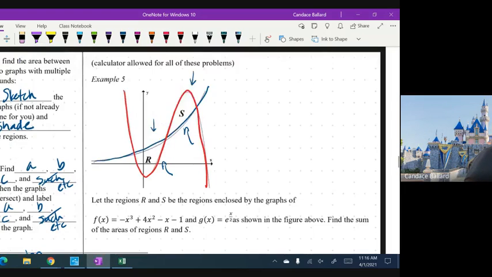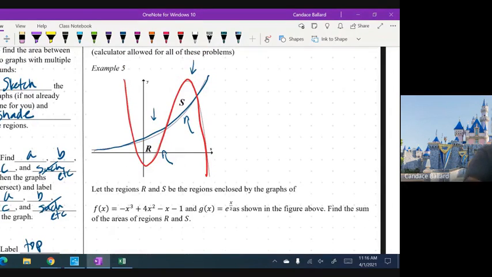Okay, let's take a look at example 5. Sorry, I skimmed the email, which was a mistake, right? So let the regions R and S be enclosed by the graph. So I have region R here, and region S here. So there's my two regions: my green region and my light blue region. f of x equals x cubed plus 4x minus x minus 1, and g of x equals e to the x over 2, as shown in the figure above. Find the sum of the area of the regions R and S.